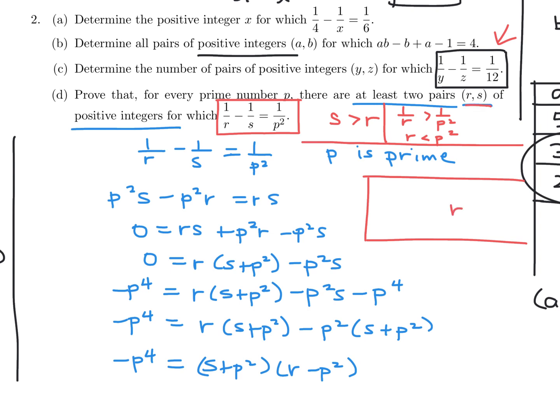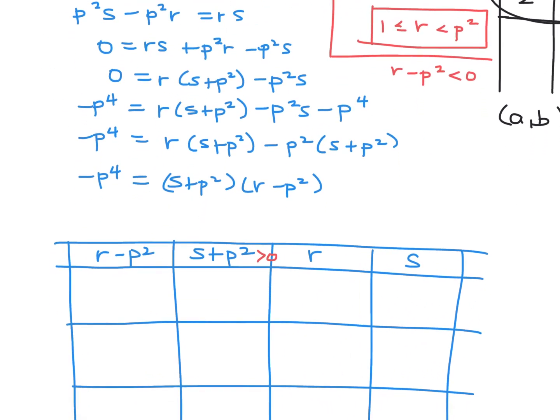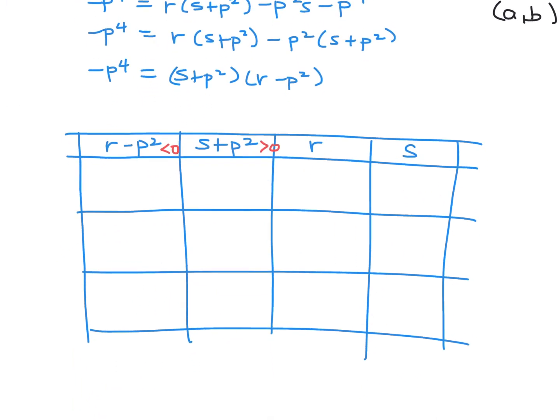So r, because it's a positive integer, it's got to be at least 1. And I've just deduced that it's less than p squared. So that's helpful actually, because then r minus p squared would be less than 0. So we can put all that stuff in here. This is less than 0. And yeah, I think that will help us. So our only goal really is to get 2 examples, and I think we can do that.